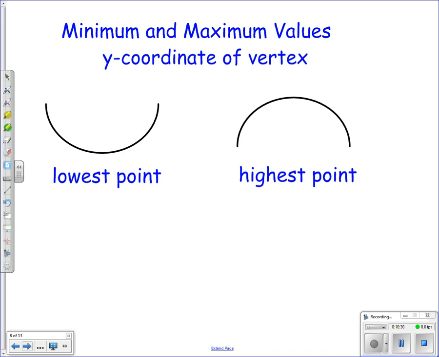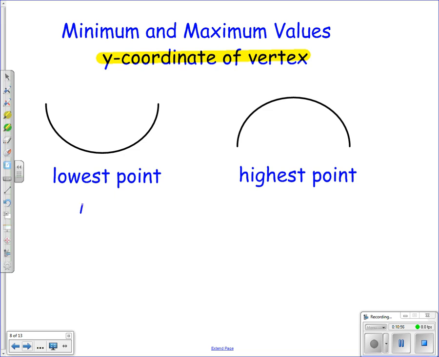The next thing that we're going to talk about is minimum and maximum values. Minimum and maximum values are actually the y-coordinate of the vertex. You know how the axis of symmetry was the x-coordinate of the vertex? It plays 2 roles. Well, minimum and maximum values are the y-coordinate of the vertex. So this number also plays 2 roles.